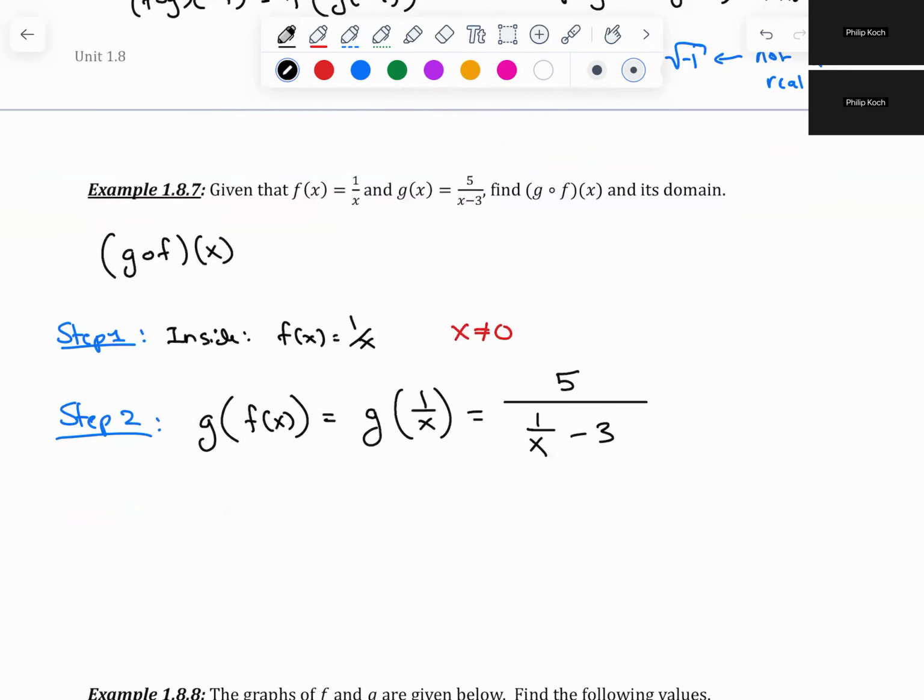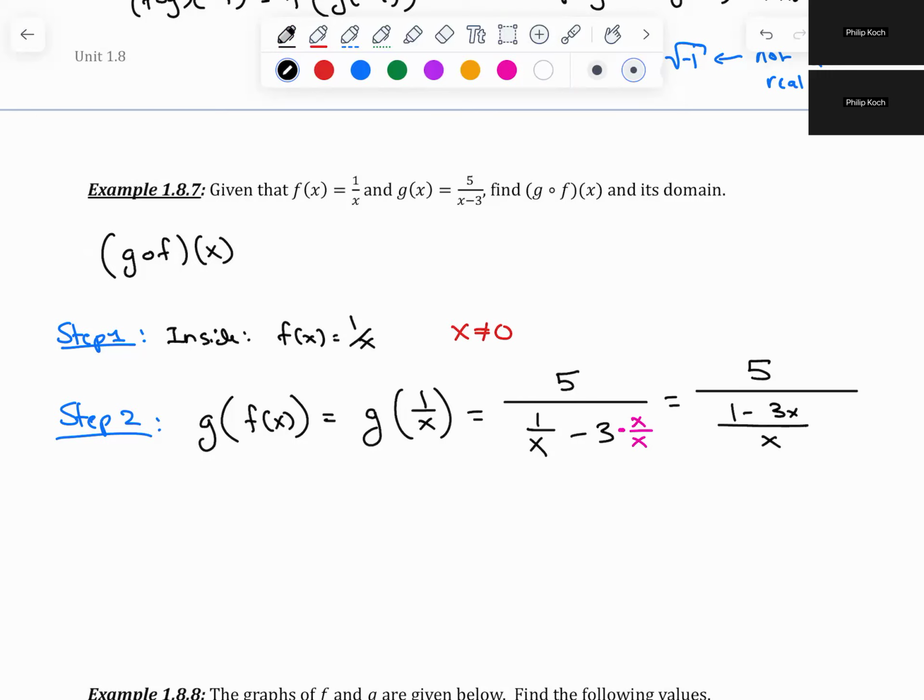And so we can simplify it. We could also just look at this holistically. That is the other way to do this, is to look at it holistically first. But with my method, this is the proper way to do things. We want to simplify it, so we're going to find a common denominator. So we'll multiply this by x over x. And so this will equal 5 over 1 minus 3x over x.